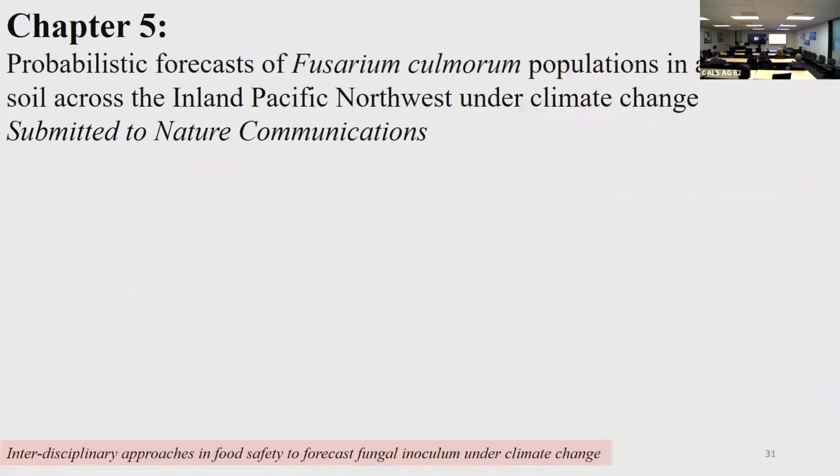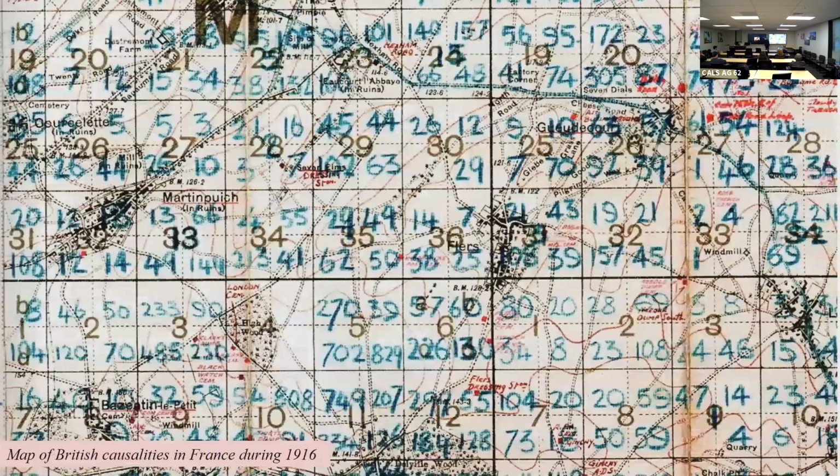Okay, so we're trying to bring it all home with the last one. But before I do that, I'm going to do a little bit of an aside in hopes that it will make my data a little bit more interpretable. This is a map from World War I of the Battle of the Somme during 1916. Each small grid has a side length of around 80 meters, so it's about the area of a football field. The number within each one is the amount of British casualties which were sustained during the year of 1916.